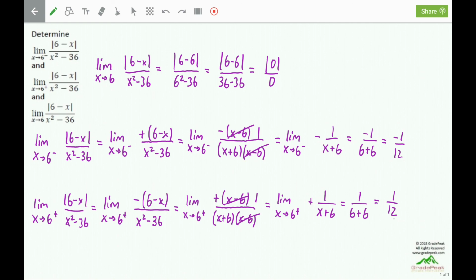For the two-sided limit, we can compare the results of the one-sided limits. They're right here. Since they are not the same, the two-sided limit does not exist. And there are the results of the three different limits.